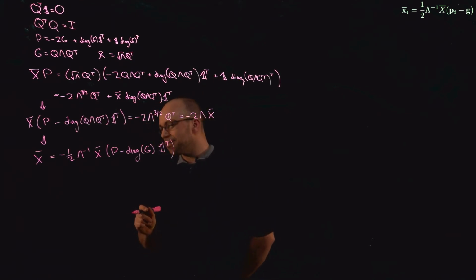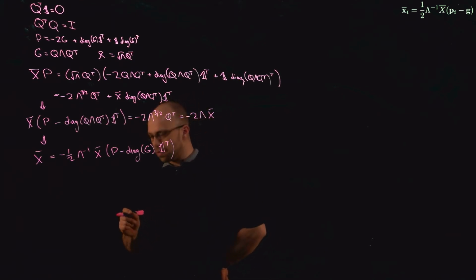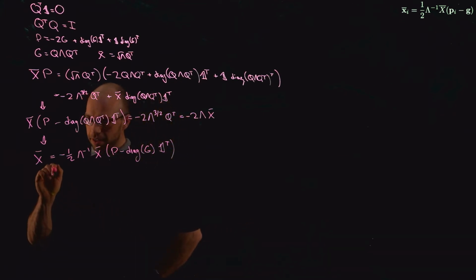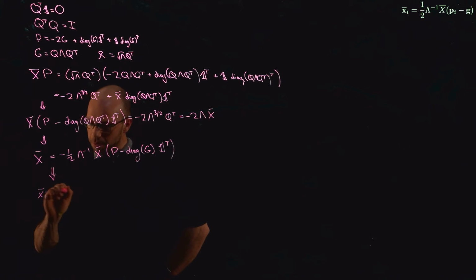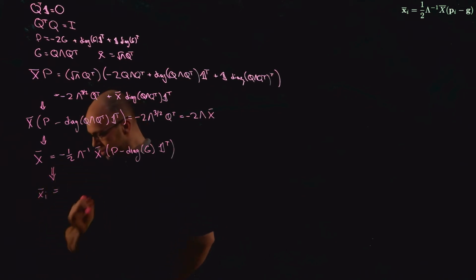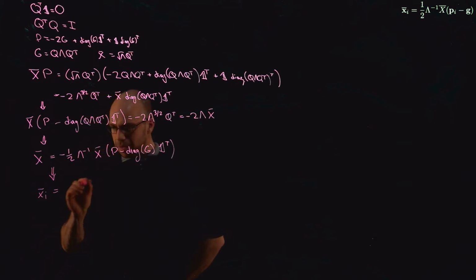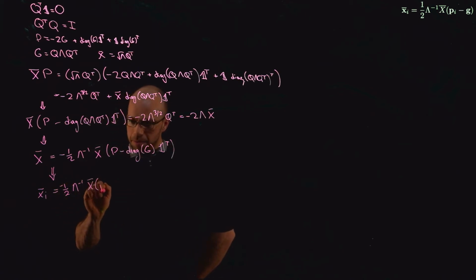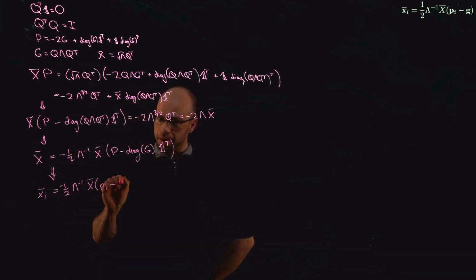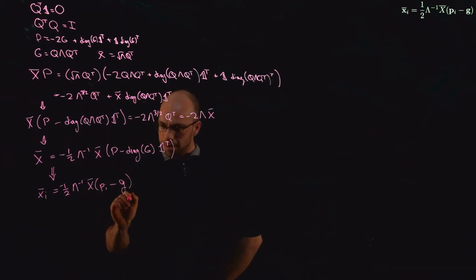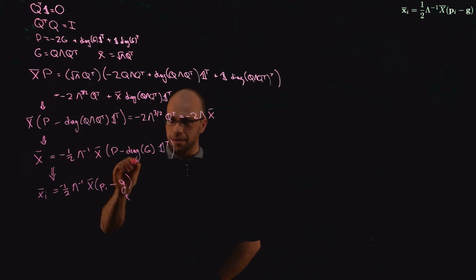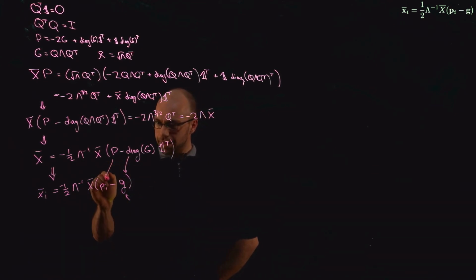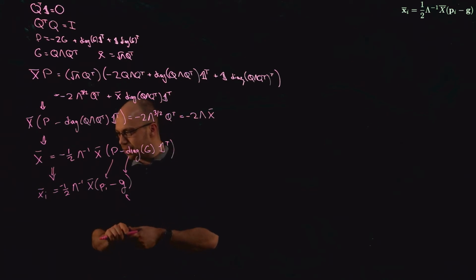Now this seems like kind of a circular definition, but this is actually kind of useful. In particular, what it means is that if we extract a column here, so we look at just the ith point in our embedding, it's actually equal to, maybe I go ahead and multiply the minus out. So we're going to have 1/2 lambda inverse x bar. And now we can think of this as, I'll leave the minus, pi minus g, where this is just the diagonal of g, right? So this is equal to that. And pi is just the ith column of p. So that's all I've done so far.